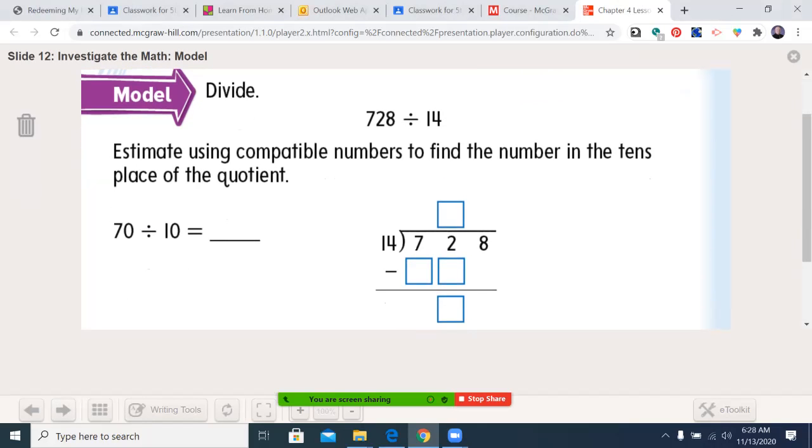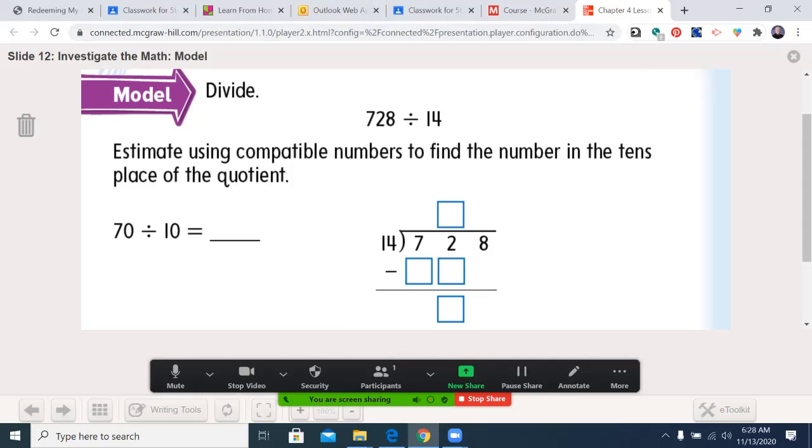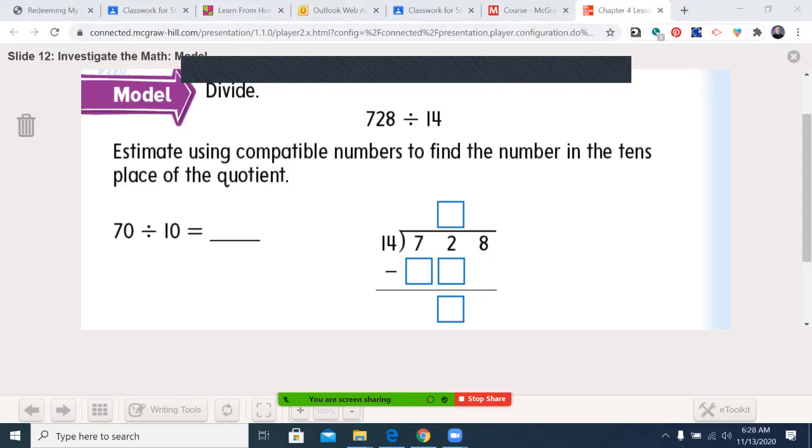So estimate using compatible numbers to find the numbers in the tens place of the quotient. We had 728 divided by 14, and we rounded 14 to 10, and 10 goes into 70 seven times. So we start with a 7 up here, and let's go ahead and use my annotation tool. This part is not yet in your textbook. So we started with a 7 there.